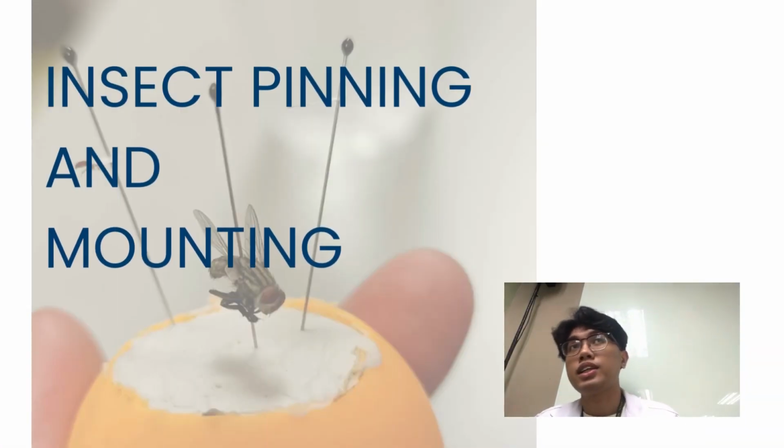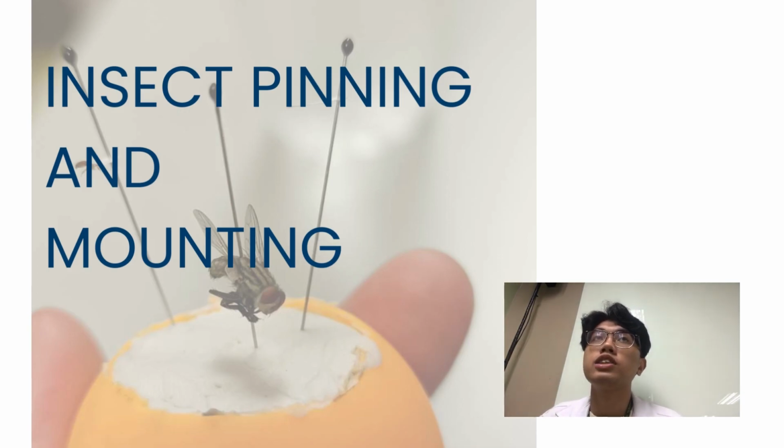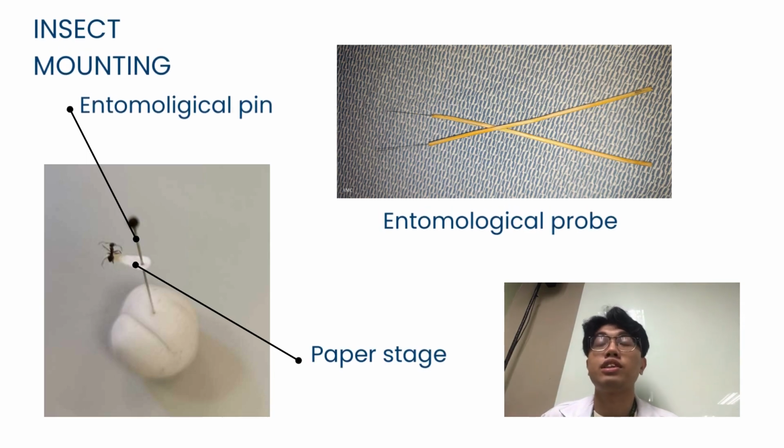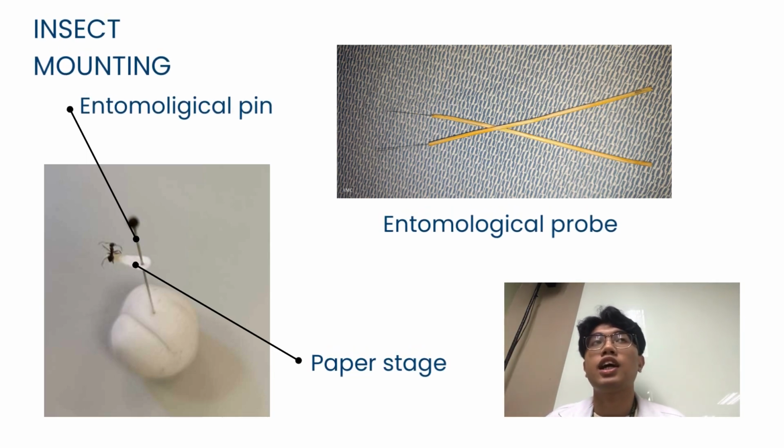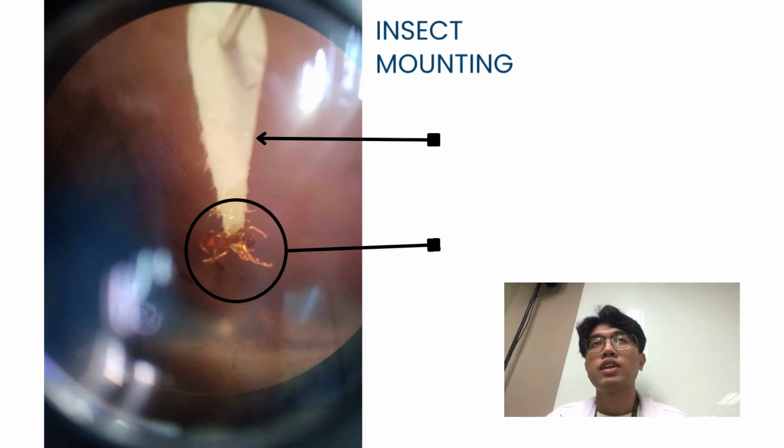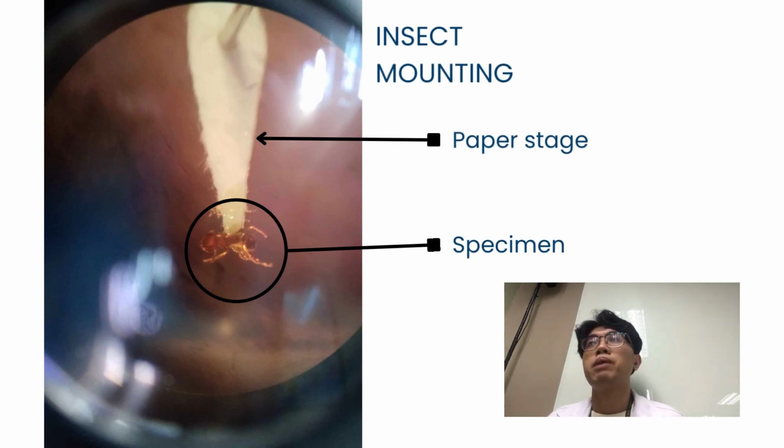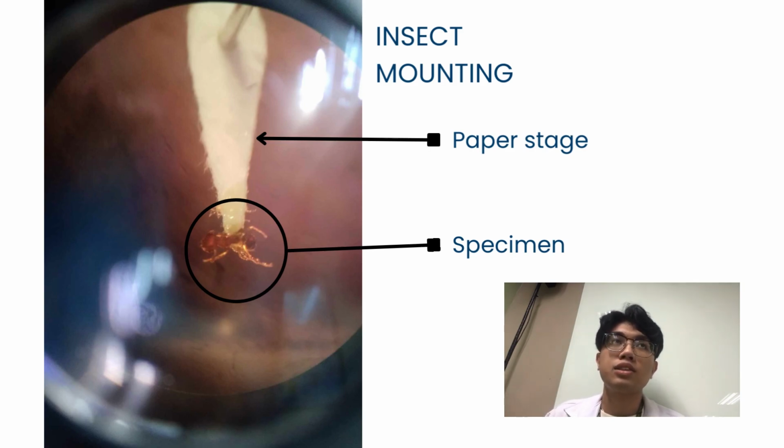Insect pinning and mounting is one of the methods used by entomologists to carefully observe any collected specimen in the wild. Insect mounting uses different materials, such as entomological pins with a paper stitch attached and an entomological probe to help move the specimen. Specimens are always moved at the end of the paper stage to help view the different sides of the insect: posterior, anterior, dorsal, and ventral.